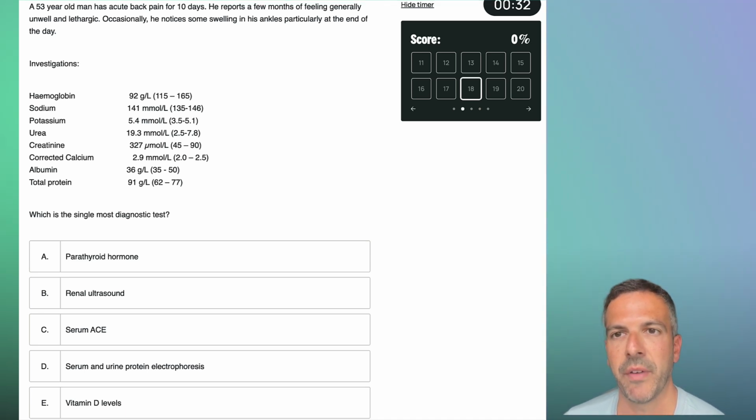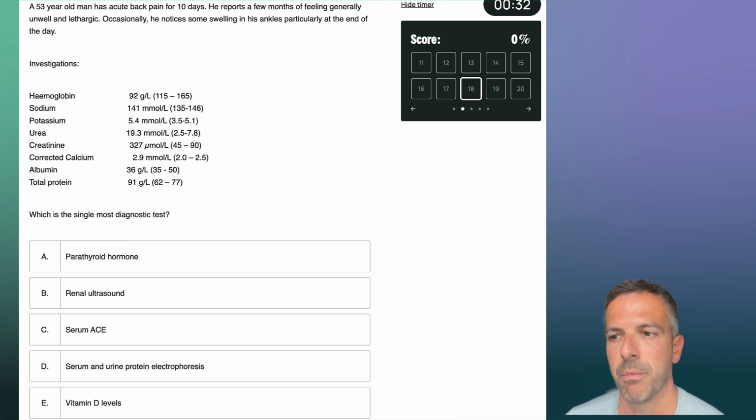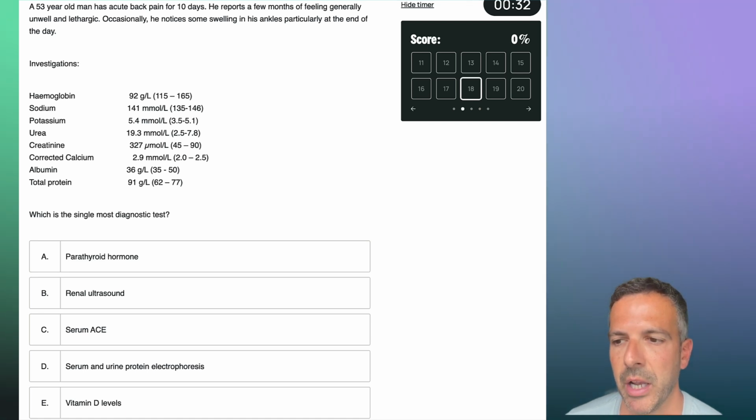Protein is normally made up of albumin and globulin. So if the albumin is normal, but the protein is very high, then there must be an increased amount of globulin in the blood. Putting all this together, this is quite a tricky question. The answer here is multiple myeloma.